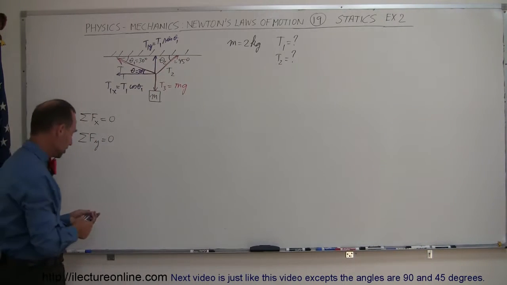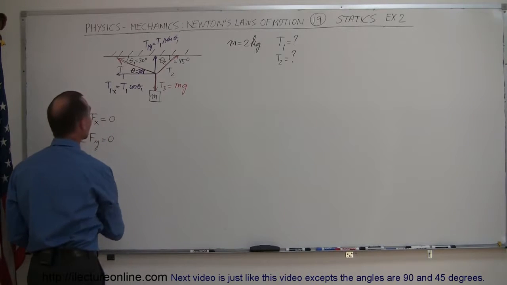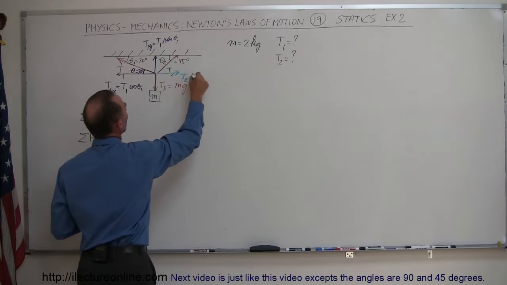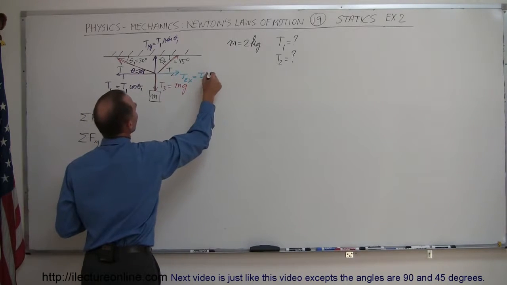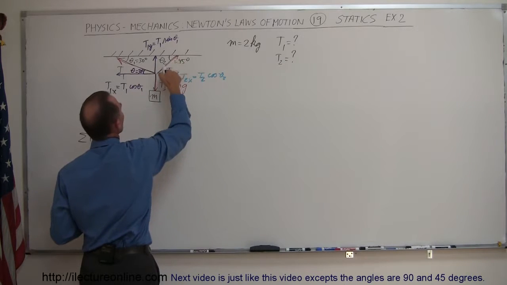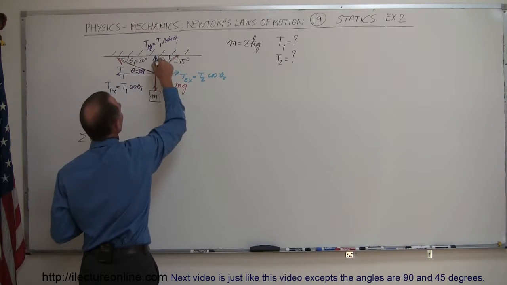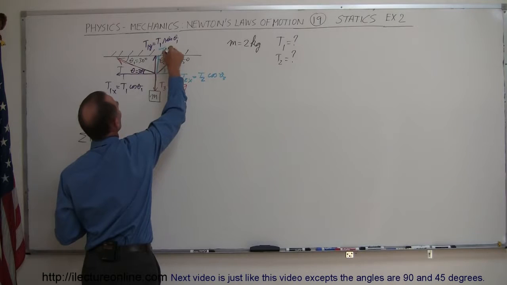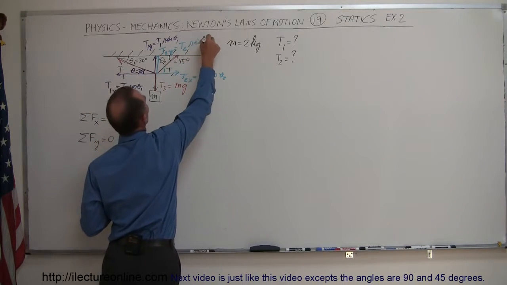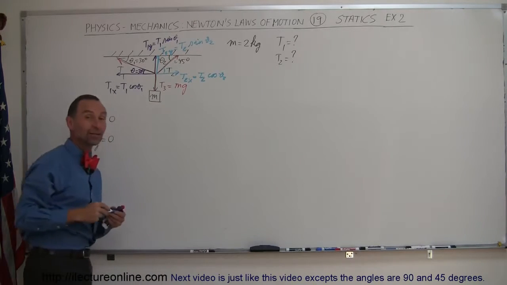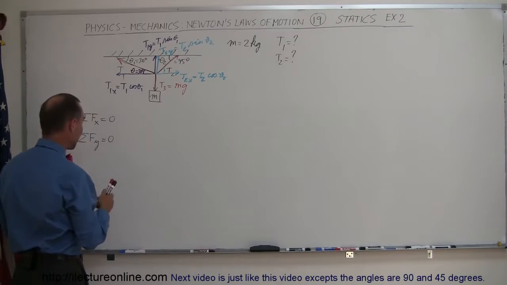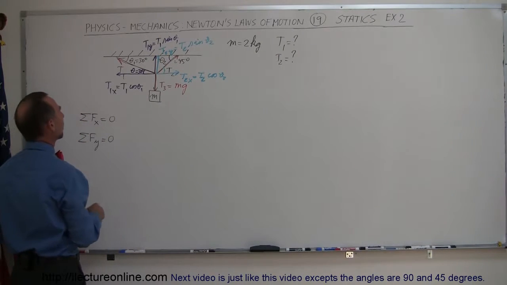We can do the same for T2. Let me grab a different color. So here we have T2x, which is equal to T2 times the cosine of theta sub 2. Here the angle is 45 degrees. Alternate interior angles, of course, are equal. And there is T2y, which is equal to T2 times the sine of theta 2, which of course is sine of 45 degrees. So now that we have all the components, we can plug that into our equation here.